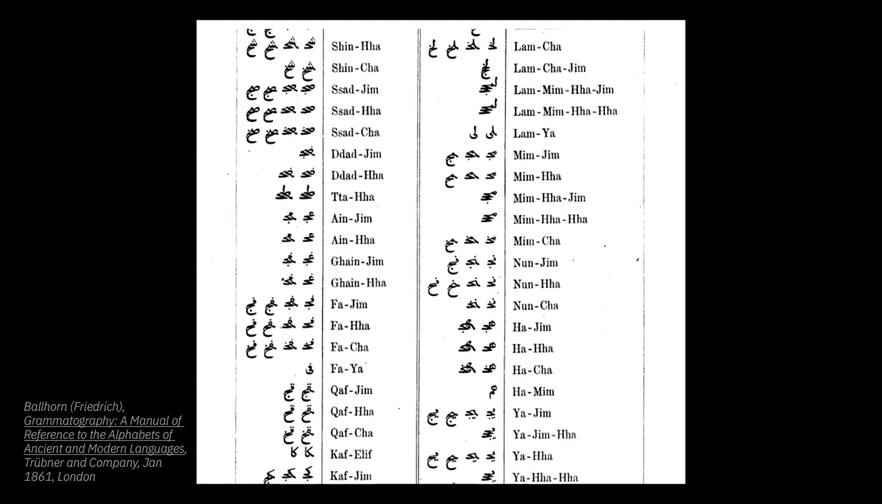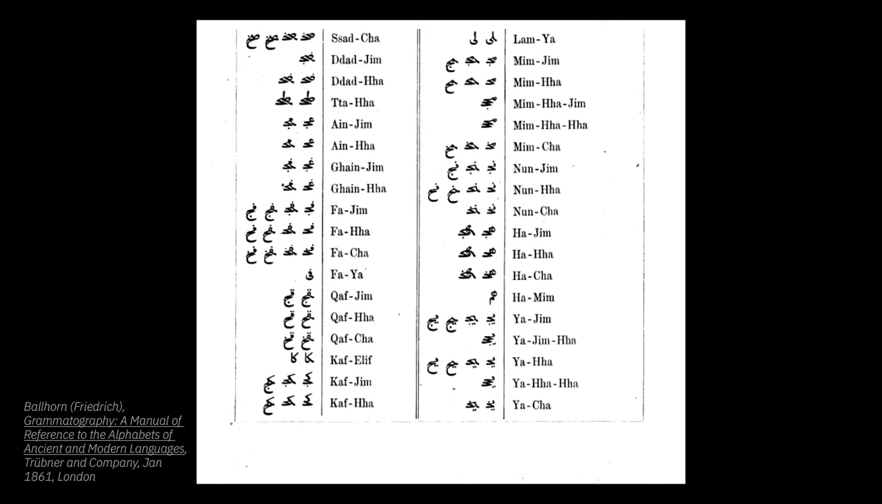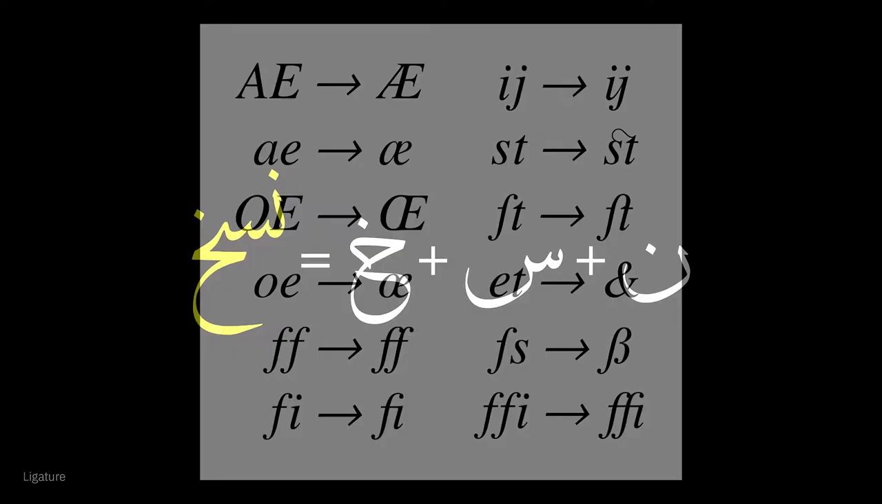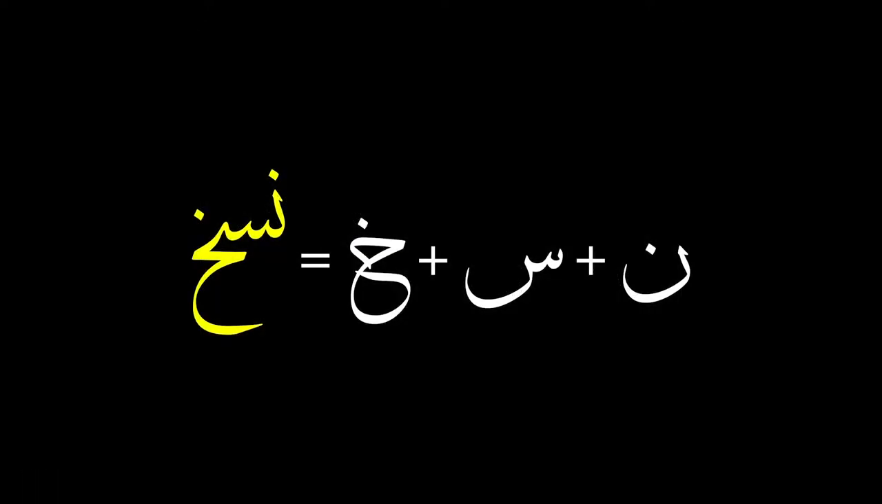These combinations were called ligatures based on Latin typography tradition. Ligature in Latin typography occurs when two or more graphemes that are meant to be separated are attached or joined together in one glyph. However, in Arabic type, the attachment of the letters is in the nature of the script. Therefore, ligature is not a suitable term.